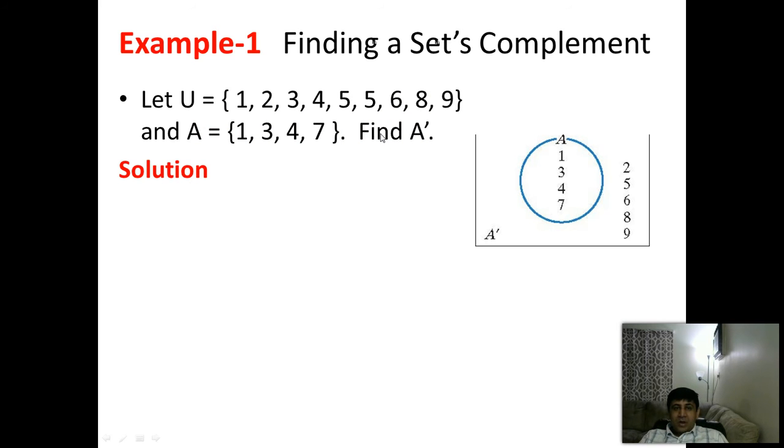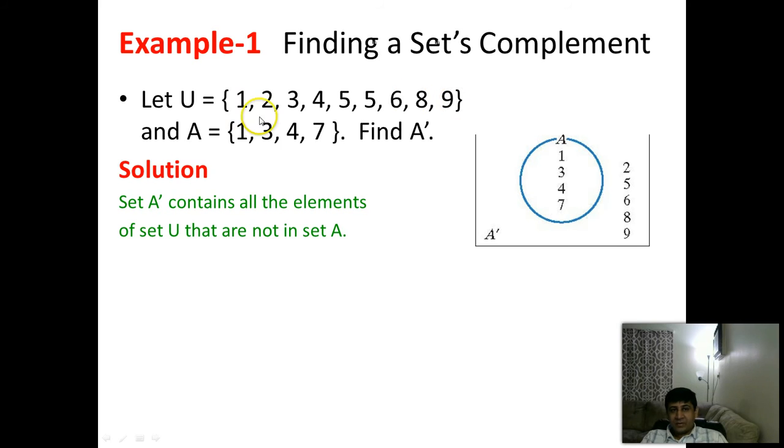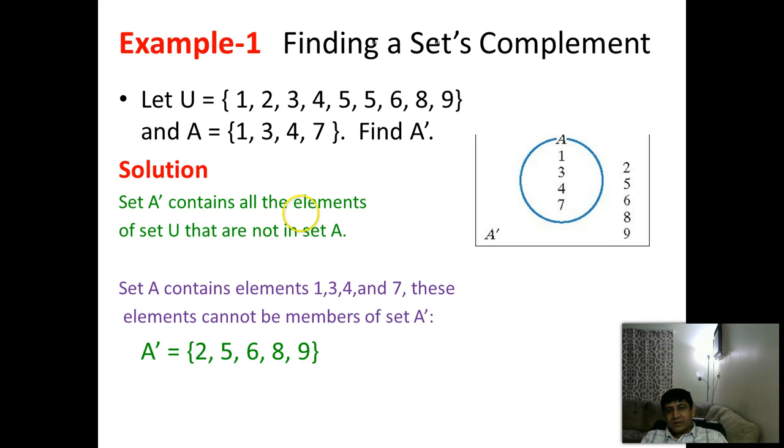Okay, now we know that to find the complement, we want to exclude the elements of A from U. Whatever is left over will be your complement. Set A prime contains all elements of set U that are not in set A. In simple words, exclude the elements of the set from the universal set. Set A contains elements 1, 3, 4, 7. These elements cannot be members of A complement. So A complement will be whatever is left over, which is 2, 5, 6, 8, and 9. That's your answer.